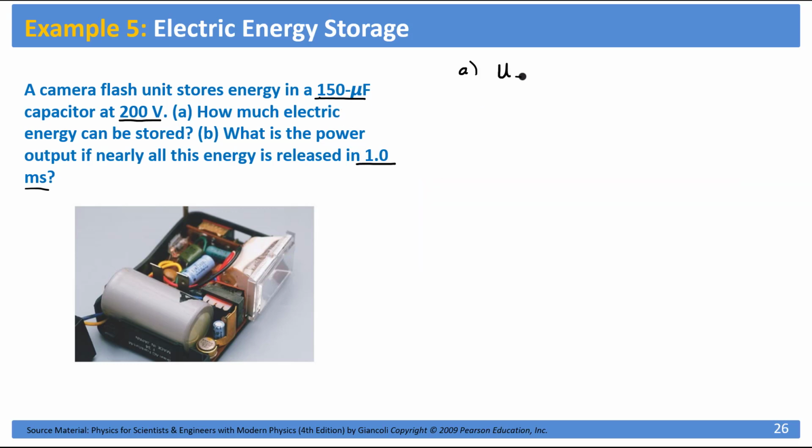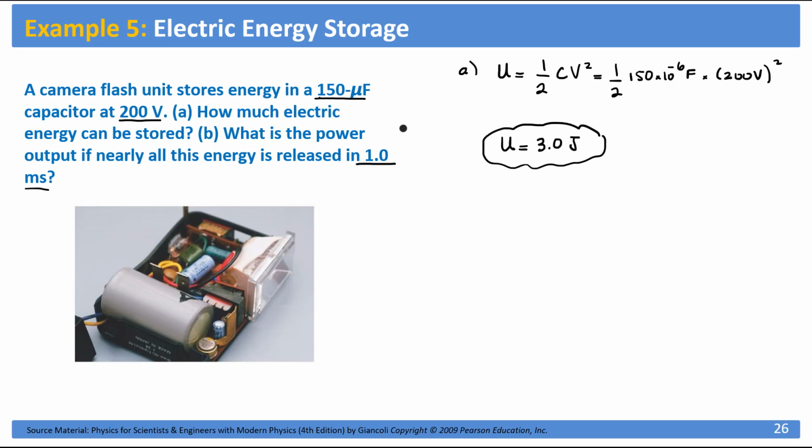So U is equal to 1/2 C times V squared, which is going to be equal to 1/2. Now 150 microfarads, remember I always need to use the SI unit, so it's going to be 150 times 10 to the minus 6 farads, and I need to multiply this with 200 volts squared. So if you calculate that, this is going to give us an energy of 3 joules. So apparently in this capacitor, when it is connected to 200 volts, an energy of 3 joules is stored.